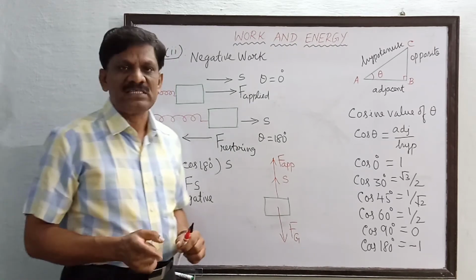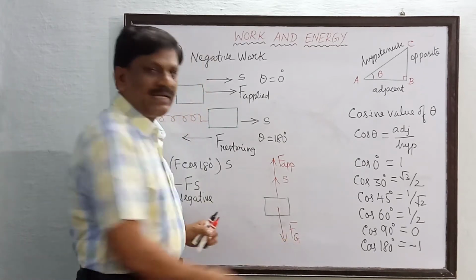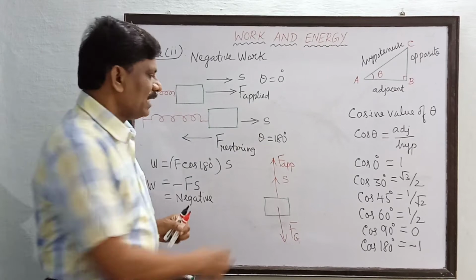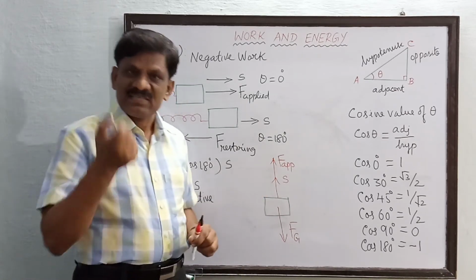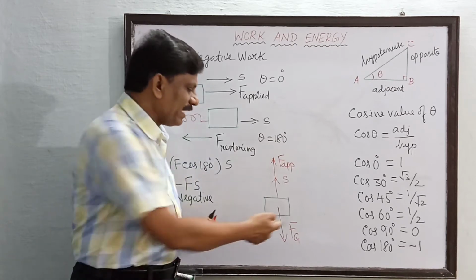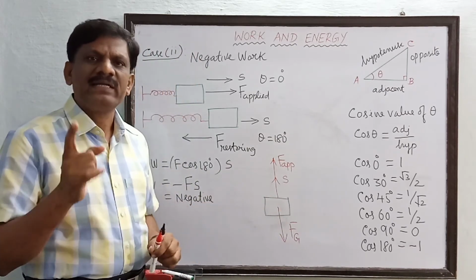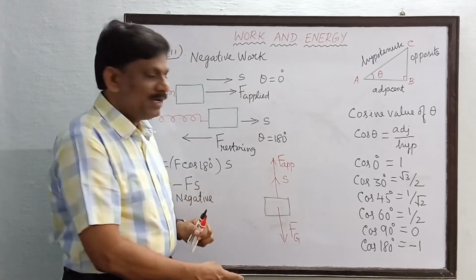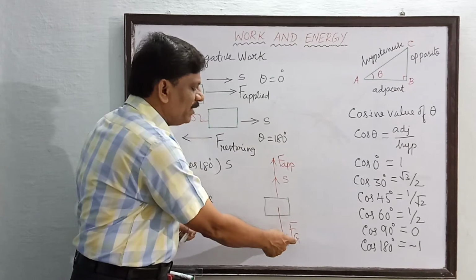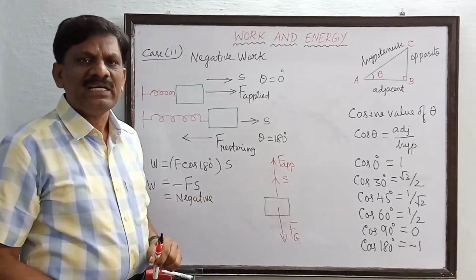Yes, that is positive. So in the same example, now you tell me, the direction of the gravitational force is downward and the direction of the displacement is upward. So what must be the sign of the work done here by the gravitational force? It is negative. So the work done by the gravitational force is negative because the angle between F gravitation and the displacement is 180 degree.